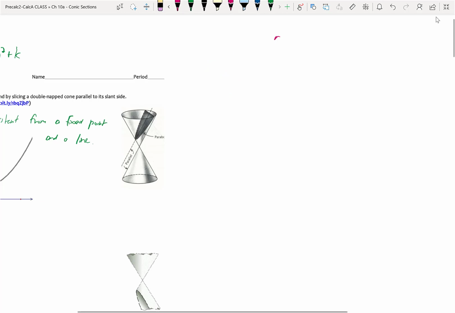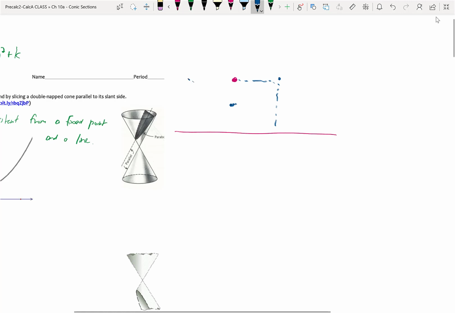Now I have a fixed point and a line. And if I want to get all the points that are the same distance from the point and the line, distance from the point is just direct distance. Distance from the line is the shortest distance possible. So here's a point that's the same distance from here as it is to here. Here's another point that's the same distance.